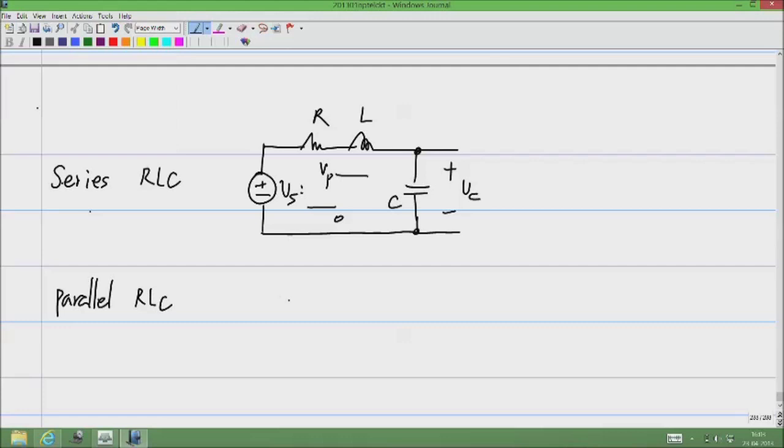So I hope this part is clear. I will qualitatively show how these responses look like and why they are called overdamped, critically damped and underdamped. I will not go into much more detail about this, but you can try it yourself. Try to determine A1 and A2 from initial conditions and get the total response.